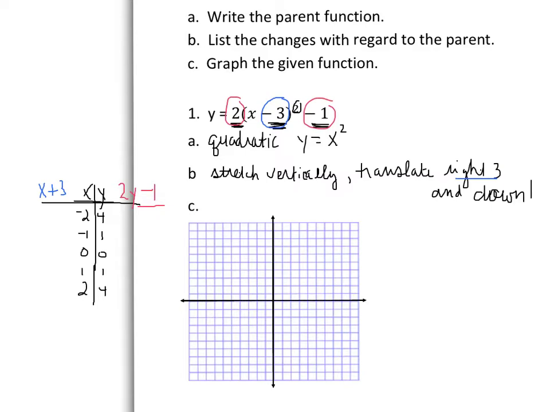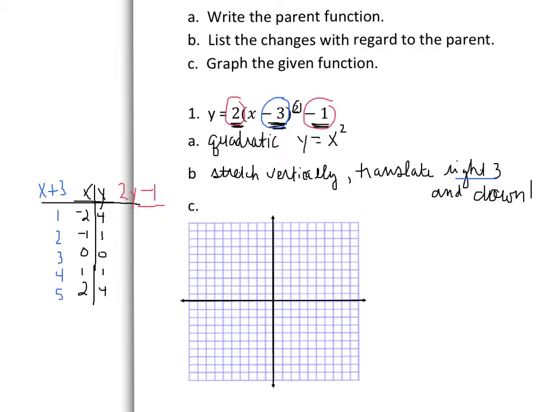Okay, so let's go ahead and fill in our new table. So let's start with the x values. Take negative 2 plus 3, that gives you 1. Take negative 1 plus 3, 2. 0 plus 3, 3. 1 plus 3, 4, 2 plus 3, 5.